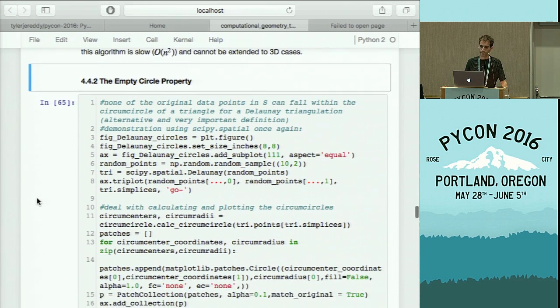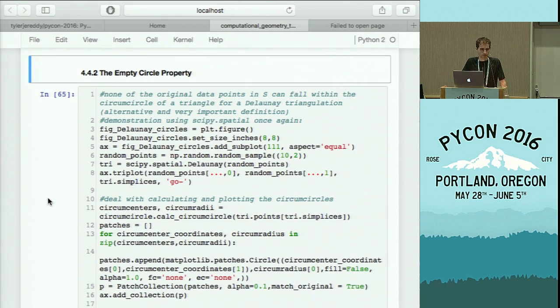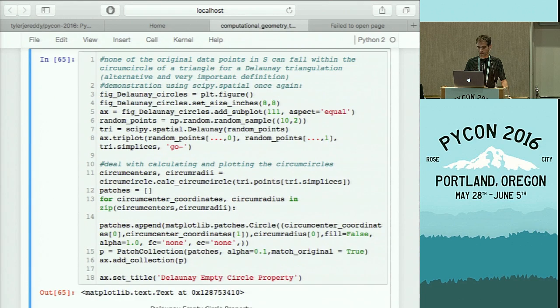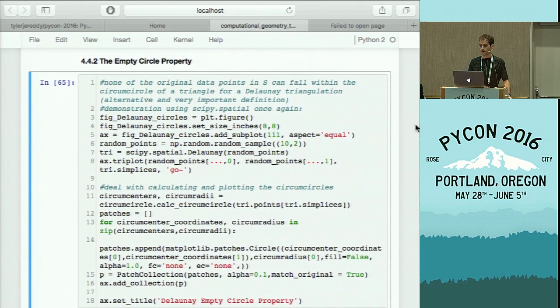There's one other really useful property of Delaunay triangulations, at least one other, which we should discuss, and it's the empty circle property. What that basically means is that if you take any of the triangles in the Delaunay triangulation and you draw a circle whose perimeter goes through the three points of the triangle, so the circumcircle, none of the data points of the original data set will fall inside of any of those circles, believe it or not.